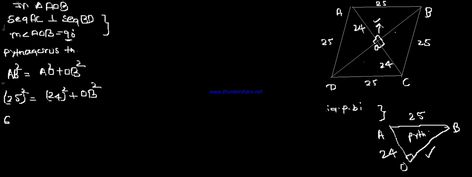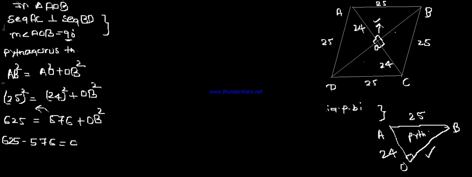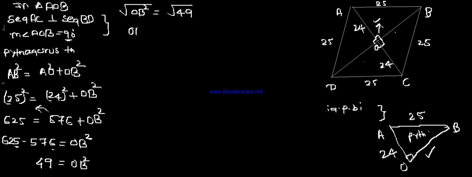So 25 squared is 625, 24 squared is 576, right? The 576 will go over there, and let's do the subtraction and see what answer you are getting. 15 minus 6 is 9, and here 12 minus 8 is 4, so we are getting 49 basically here. Then you will take the square root on both sides. What answer will you get for the OB? For OB you will get 7 centimeter, right?